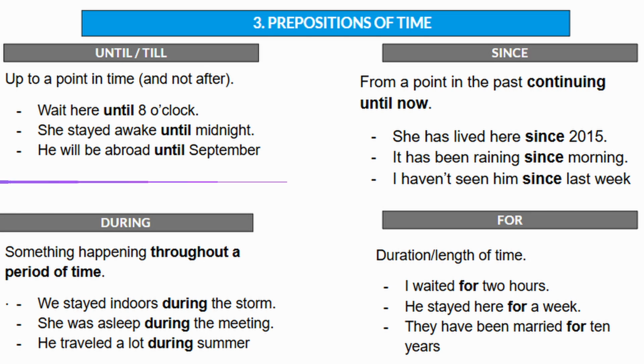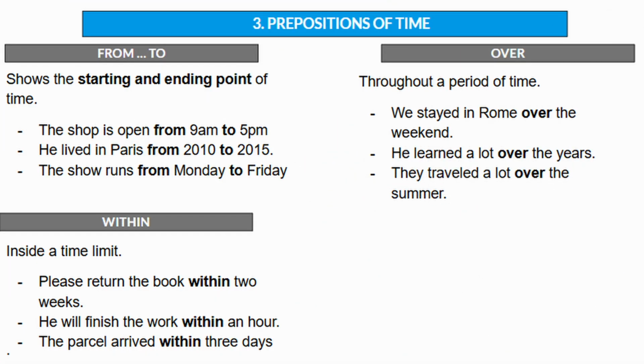Good. Preposition of time, "from... to." This shows the starting and ending point of time. The shop is open from 9 a.m. to 5 p.m. 9 a.m. is the time that we open the shop, and 5 p.m. is the time that we close the shop. He lived in Paris, a sentence in the past, from 2010 to 2015. It means the person started living in Paris in 2010 and left Paris in 2015. So he lived in Paris from 2010 to 2015.